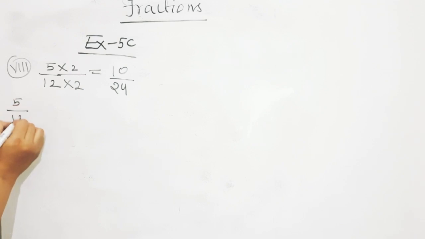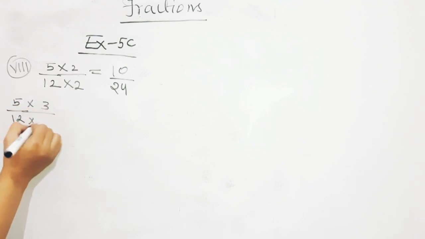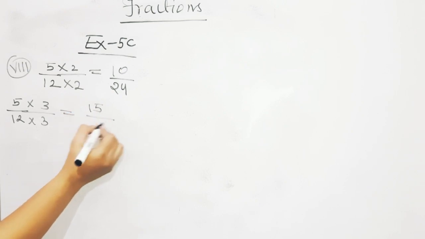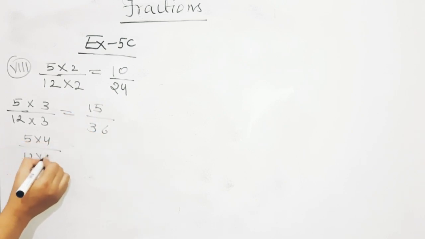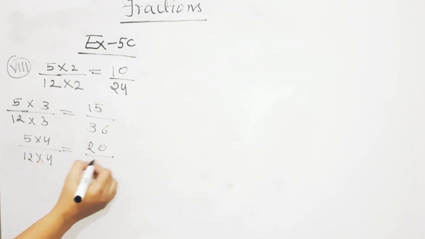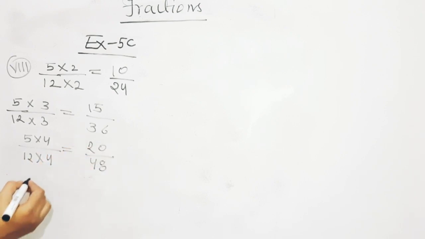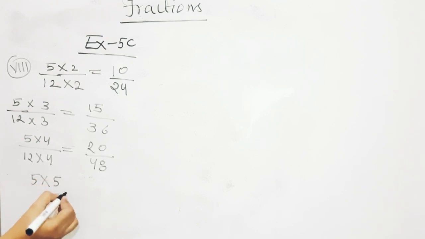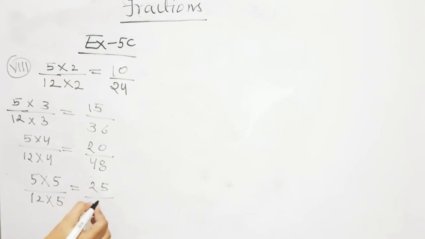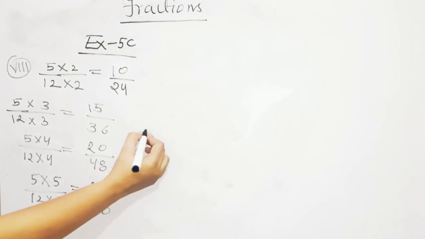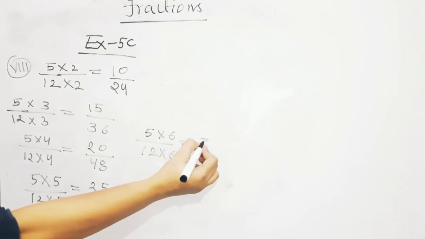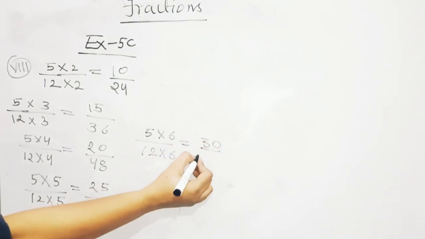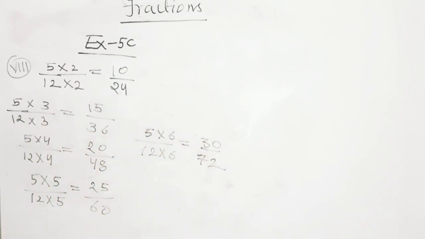Now again, what will be the next equivalent fraction of 5 upon 12? It will be 15 upon 36. Again 5 upon 12, the next equivalent fraction will be 20 upon 48. Now again 5 upon 12, the next equivalent fraction will be 25 upon 60. Again 5 upon 12, the next equivalent fraction will be 30 upon 72.